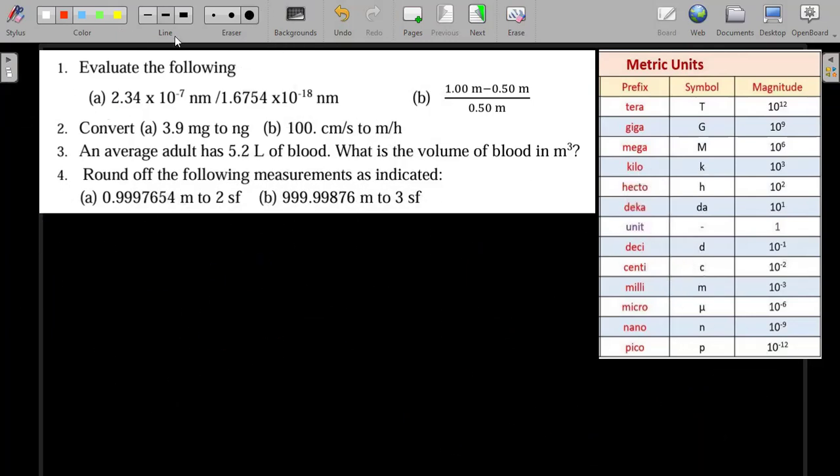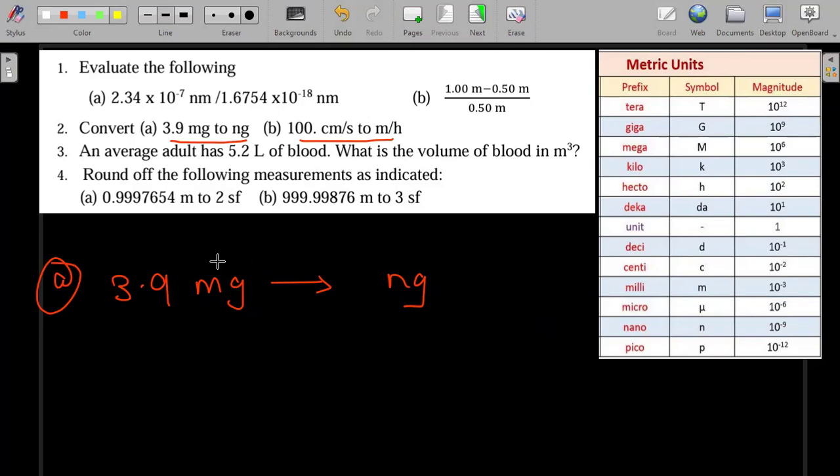Okay, so if you've been watching my videos, you know that there's an easier way to convert this. Here we're going to use dimensional analysis because we have 2 units involved. The first one, we are going to say this is 3.9 milligrams, and then we want to convert this to nanograms. There's a very simple method that we use here. It's called the metric system method.